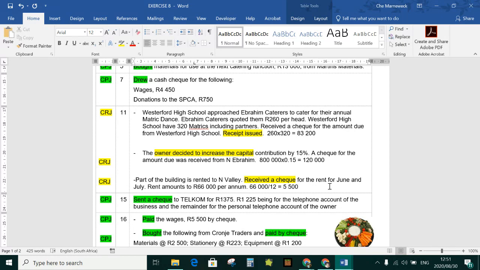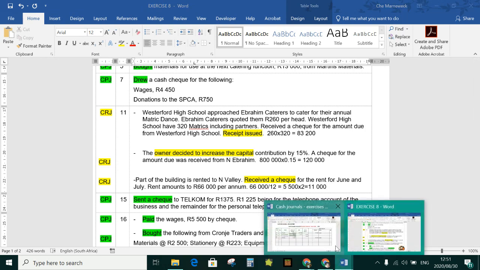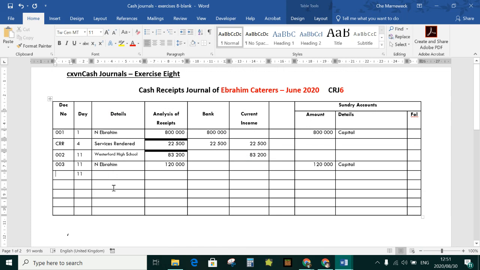But we are not receiving the rent for 1 month. We are receiving it for 2 months. So we are going to multiply that by 2 and you get 11,000. That's how much rent we are receiving in June. N Valley is the person that is giving us the money. So receipt number 004, N Valley, 11,000 Rand is received.